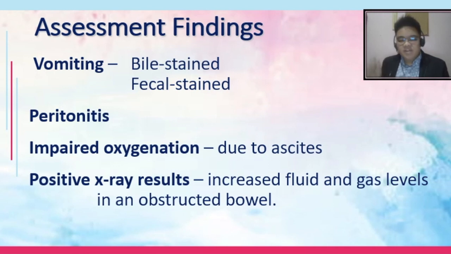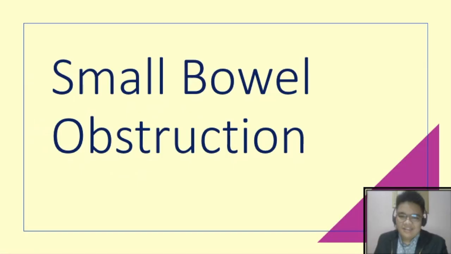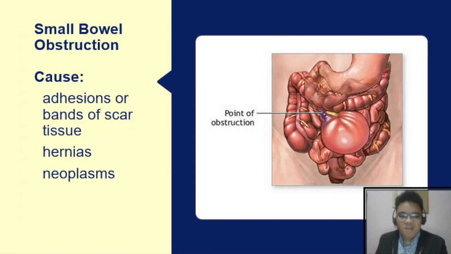There will be impaired oxygenation because of the failure of the diaphragm to expand properly or to go down properly, to relax because of the ascitic fluid inside the abdomen. Then on X-ray, you will see increased fluid and gas in an obstructed bowel. Now let us focus on your small bowel obstruction. So small bowel obstruction, we're talking about small intestines here.